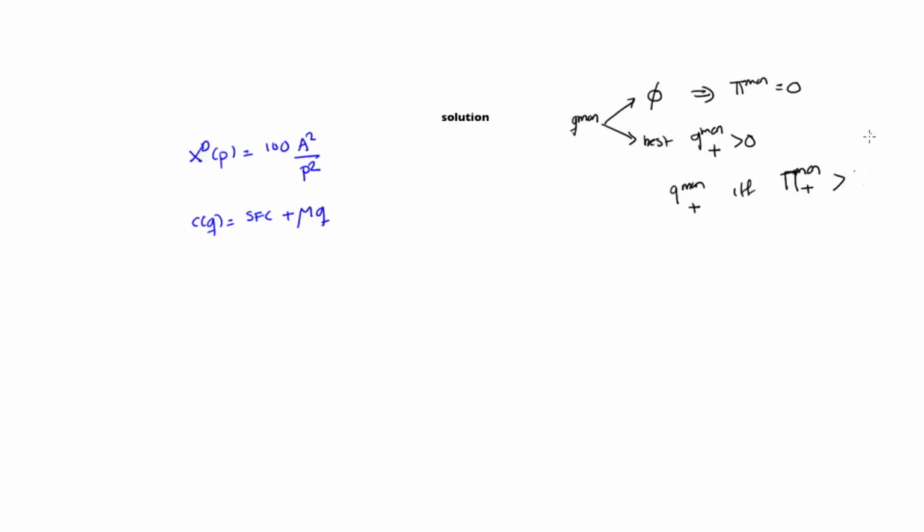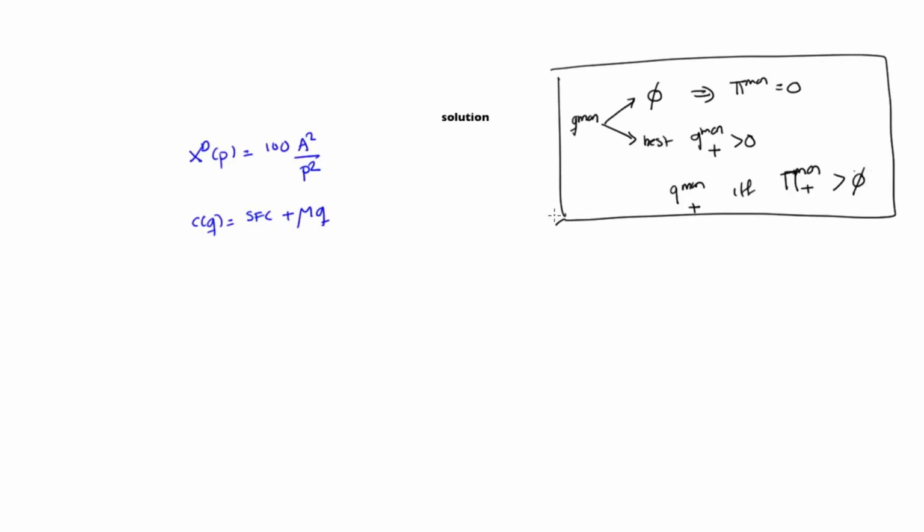Which it can achieve by producing nothing. That's the key idea of the problem. Now let me solve it for you. Well, we know what it does if it produces zero. Let's look at what is the best that it can do if it produces a positive amount.